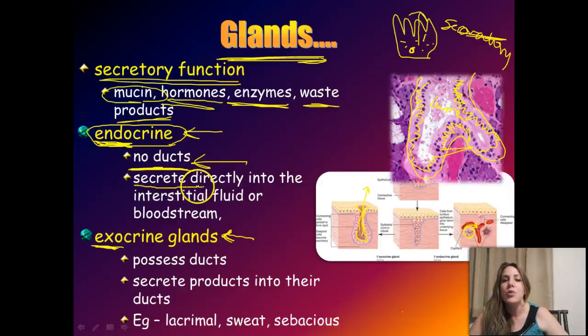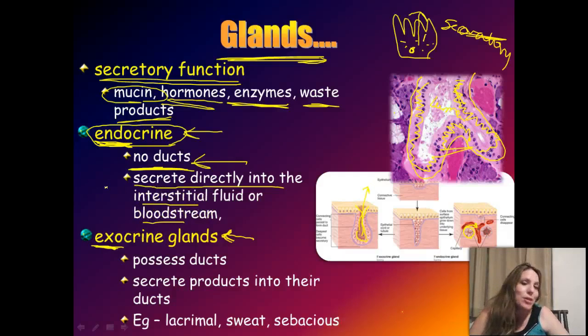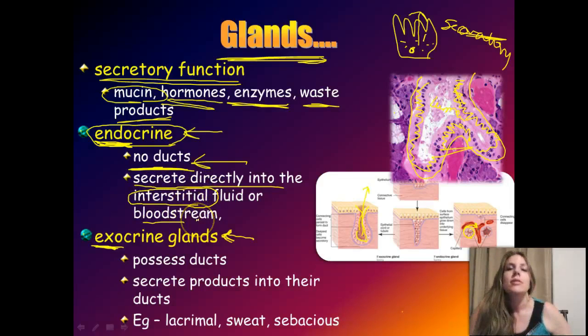Instead, they secrete directly into the blood or into the fluid that's not blood. It's kind of floating between the cells. You'll hear this term a lot. We call this interstitial fluid. Say that with me. Interstitial fluid is the fluid, it's usually watery, that surrounds cells, tissues.